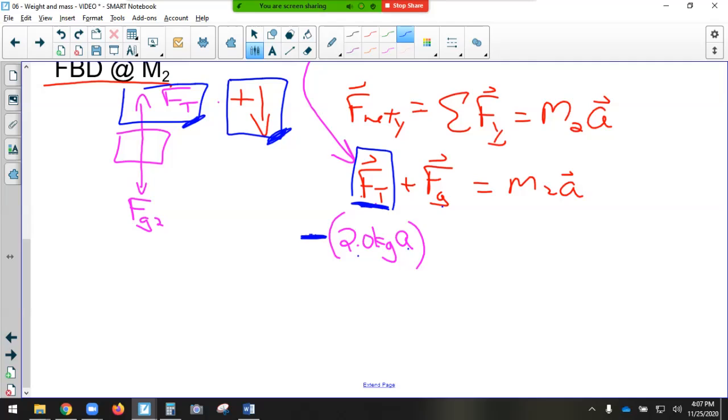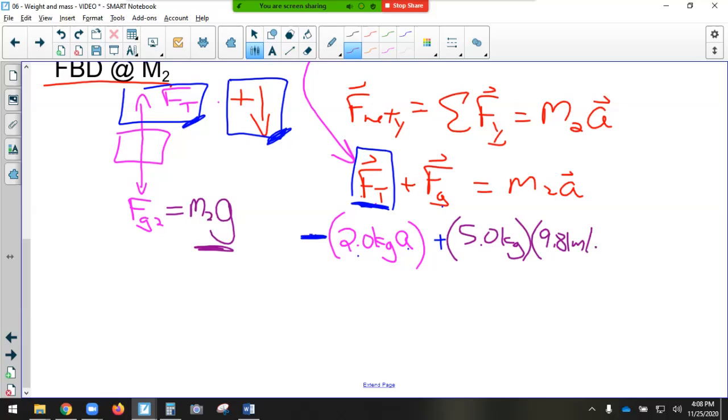So my weight, that's something different altogether. So let's add the weight. My weight here, I'll write the equation off to the side. My weight is mass 2 times the acceleration of gravity. So that is my equation for my weight. So if I plug that into this equation here, it should be 5.0 kilograms multiplied by 9.81 meters per second squared.